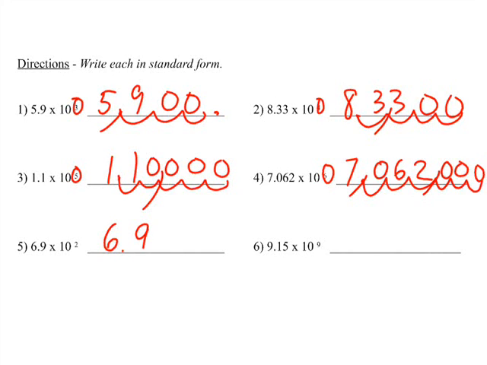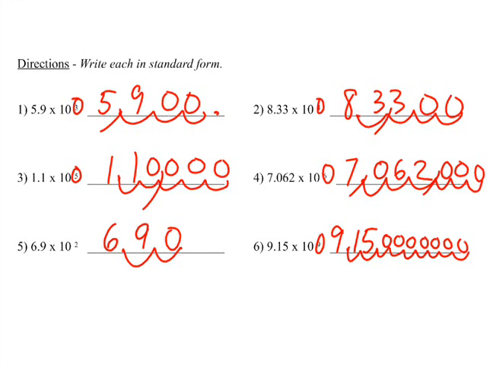If you wanted to convert this into standard form, it's pretty easy. That'd be 690. And this one, this is a pretty big number. We would actually move the decimal 9 spots. 1, 2, 3, 4, 5, 6, 7, 8, 9. Get our zeros in here. Put in our commas. 1, 2, 3, comma, 1, 2, 3, comma.